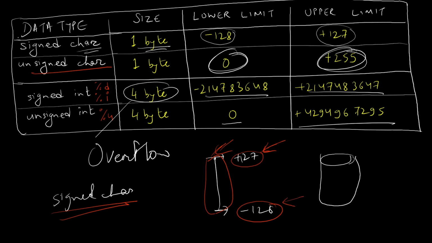If you try to go below this, if you try to store a number that is less than minus 128, let's say you're trying to store the number minus 263. Minus 263 cannot be stored in a signed char variable because you are now into underflow. If you try to store a number less than minus 128, that's underflow. If you try to store a number more than plus 127, that is overflow.